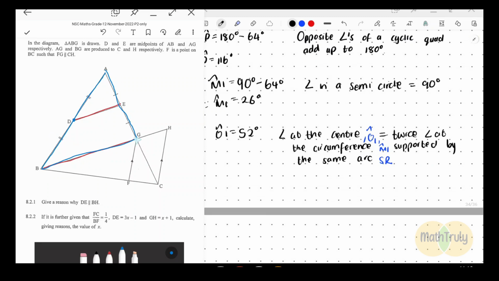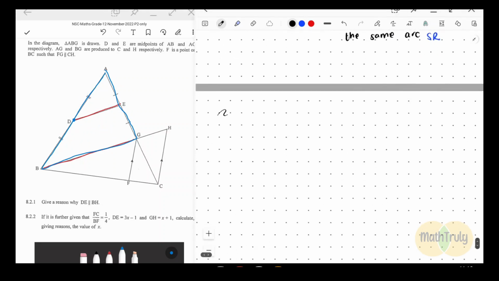So this is equal to this, and that is equal to that. This is the converse of the midpoint theorem. This is what can be used here. So if we have to tell them why those lines are parallel, 8.2.1.